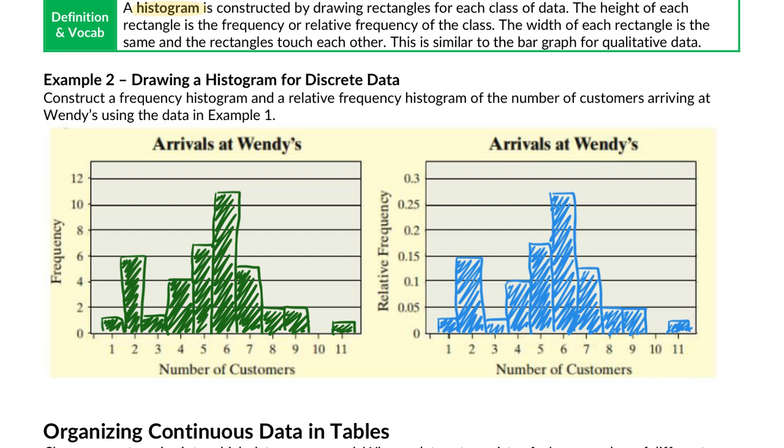So again, some interesting things about the histogram is that they do need to be touching each other because we're going to draw some conclusions later on in this chapter and describe these shapes. And so it's very helpful if we actually have them touching each other. Feels a lot like the bar graphs we did last class. I agree. Histograms, though, are all smushed next to each other.